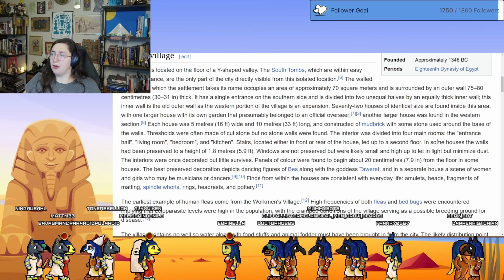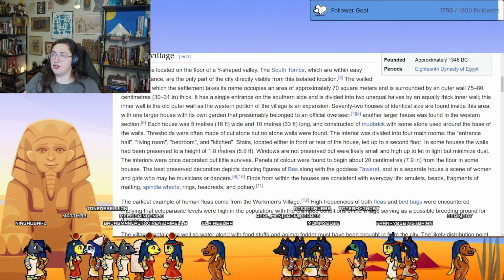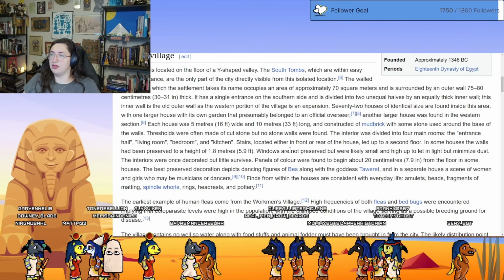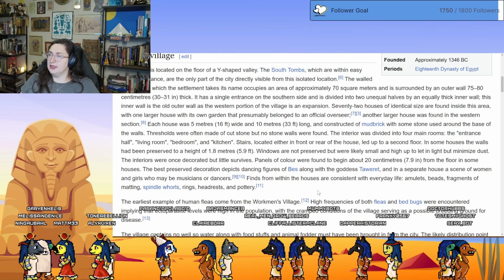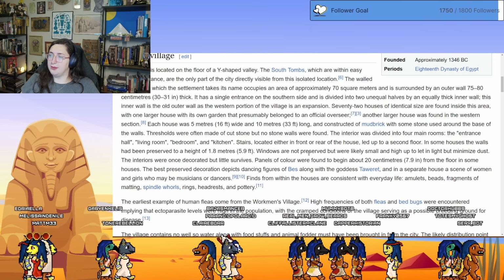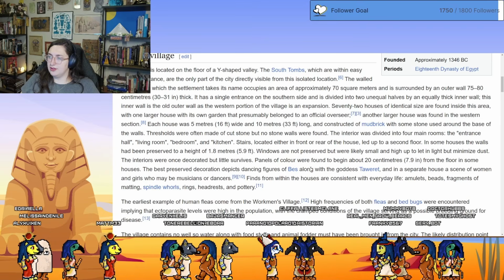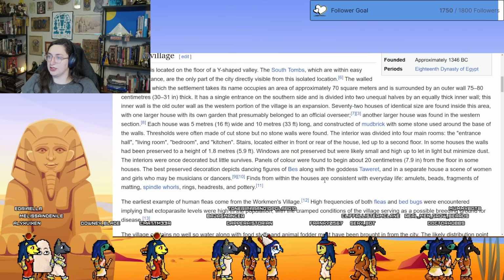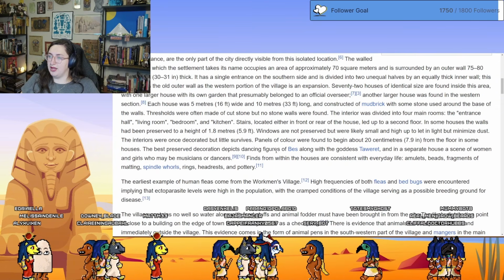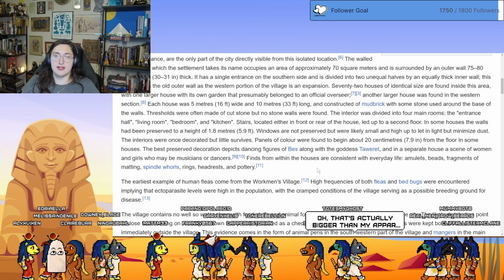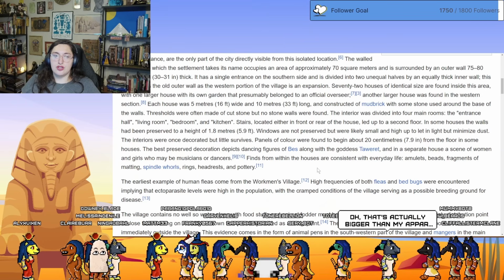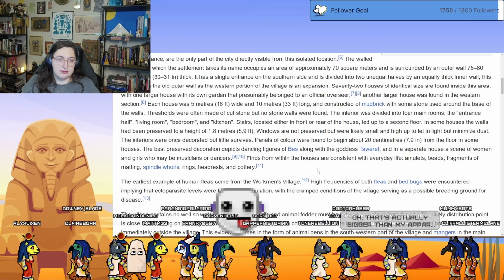So you had 4 main rooms. You had the entrance hall, the living room, the bedroom, and the kitchen. Stairs, located either at the front or the rear of the house, led up to a second floor. There probably were little windows, and a lot of them had some color, and images of Bes and Taweret. Again, these gods and goddesses that should technically not be worshipped now.